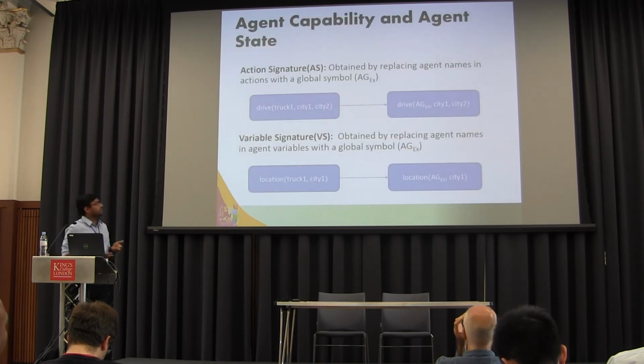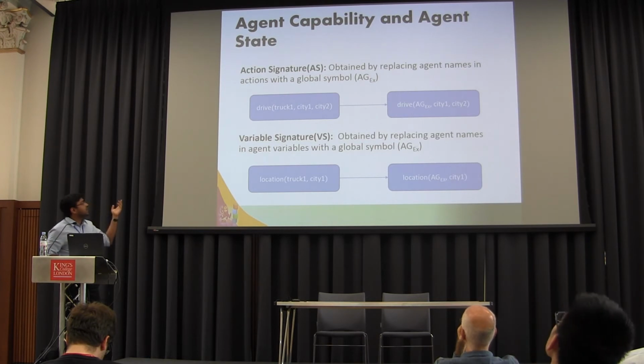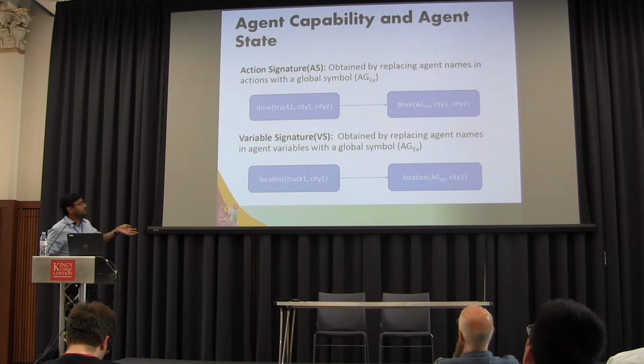While defining things like the capabilities of the agent, you can just directly use the agent actions. The problem is, if you look at two agents, their action lists will be unique because the grounded action will contain the agent name. So we come up with this action signature, where we take the list of grounded actions and replace the agent name with a global agent symbol. Similarly, we define variable signature, where we replace agent name and agent variables with this global symbol.